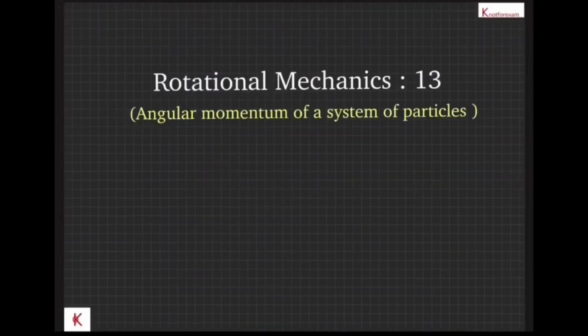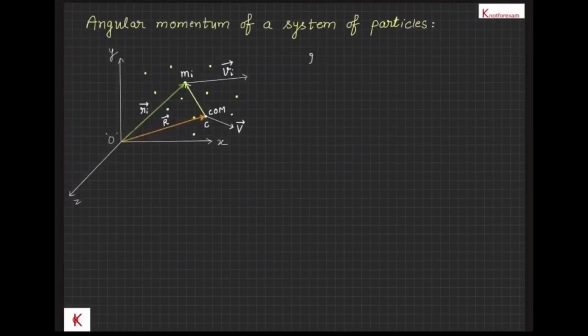We are going to talk about angular momentum of a system of particles. Let's take a look at the given figure of a system of particles. The position vector of a general particle of mass Mi is Ri vector. Its velocity is Vi vector, the position vector of the center of mass of the system is R vector, and the velocity of the center of mass is V vector. Also, let the position vector of the ith particle with respect to the center of mass be RiCm vector.